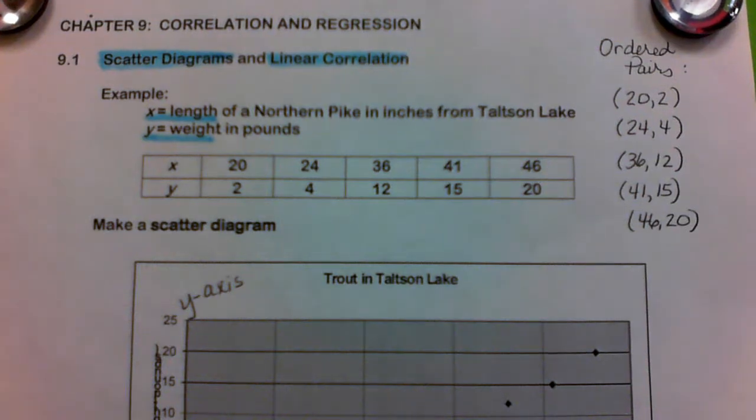Chapter 9.1. We're in the very last chapter. What we're going to be looking at in Chapter 9 is correlation and regression, and the first thing that we're going to look at is scatter diagrams and linear correlation.